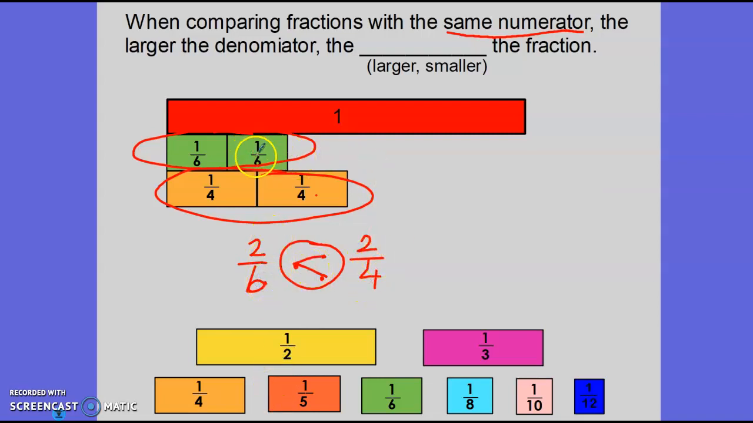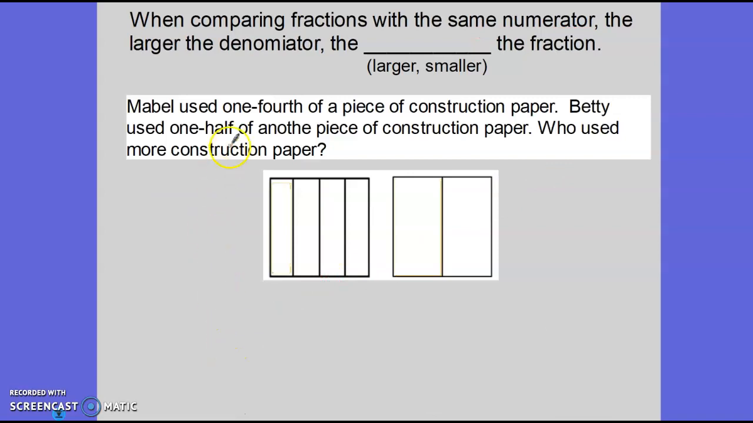The reason is because you have more people sharing. When you cut it into 6 equal pieces, that means each piece is smaller. If you have fewer people sharing, that means your pieces would be bigger. So when comparing fractions with the same numerator, the larger the denominator, the smaller the fraction because you have more people sharing.